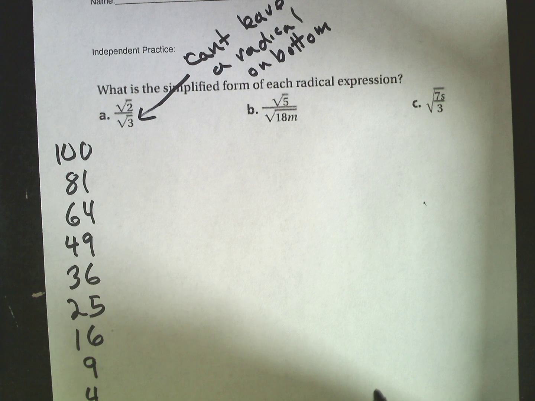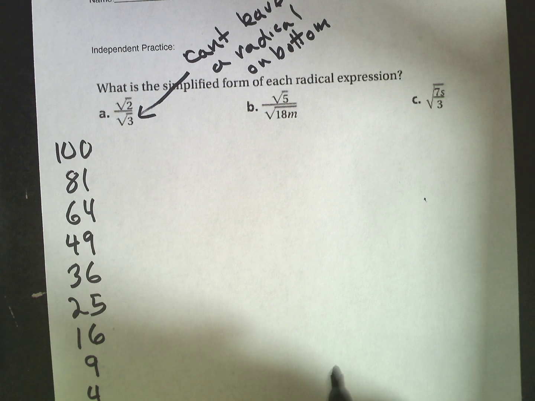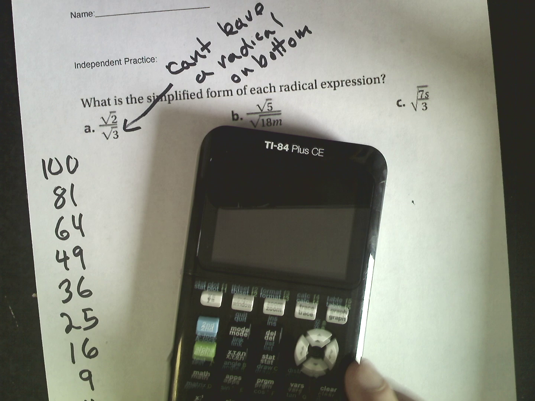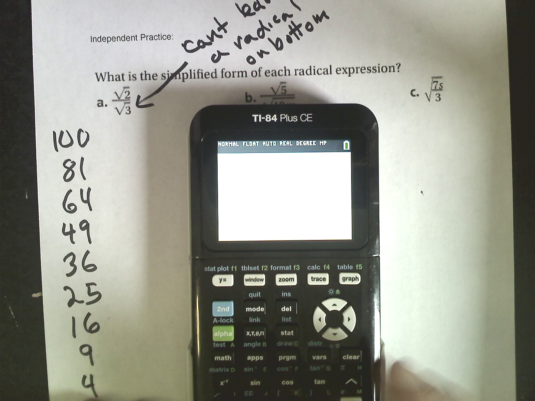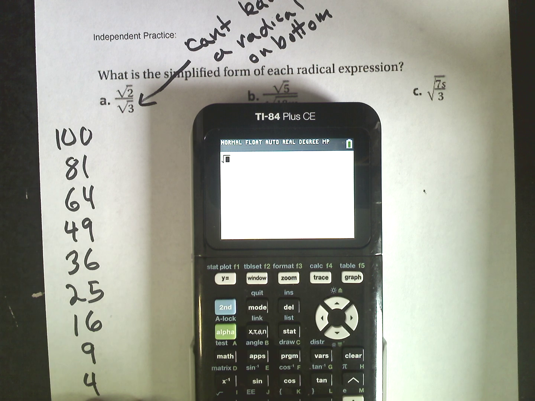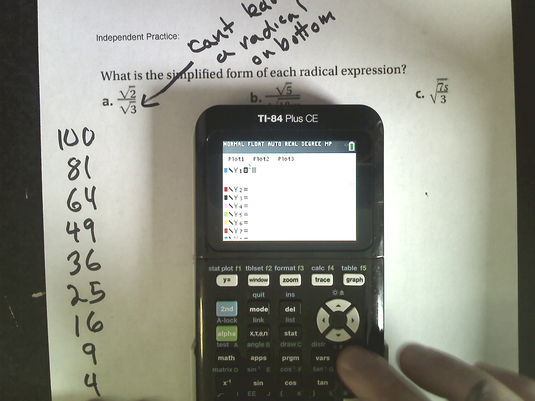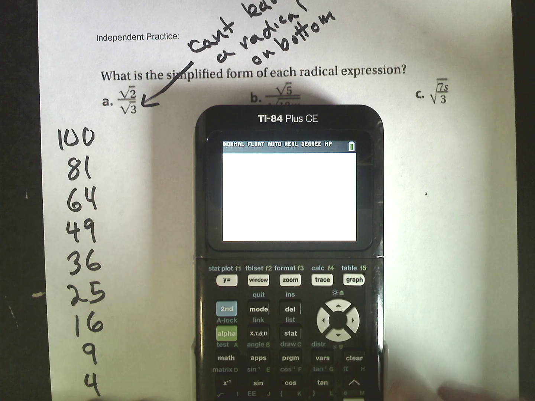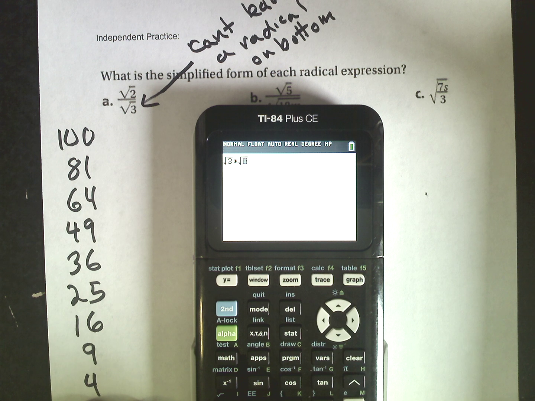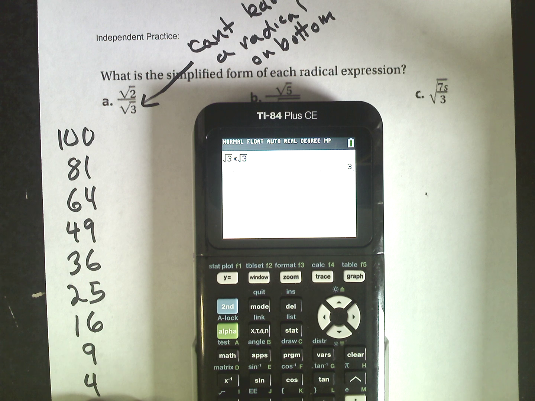Well, I'm going to use a really basic rule. I'm going to look at both of these numbers. I'm going to say this to myself: square root of 3. Now, if I have square root of 3 and I multiply square root of 3 by square root of 3, I multiply it by itself, what's the answer? 3. Okay.